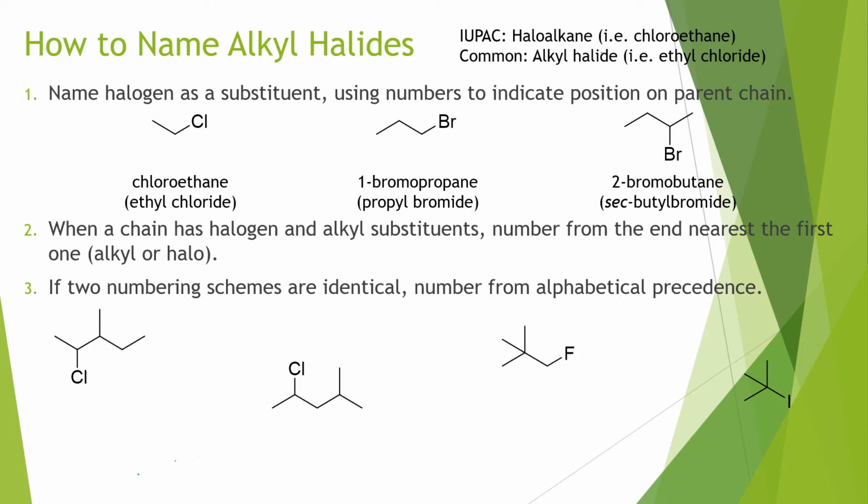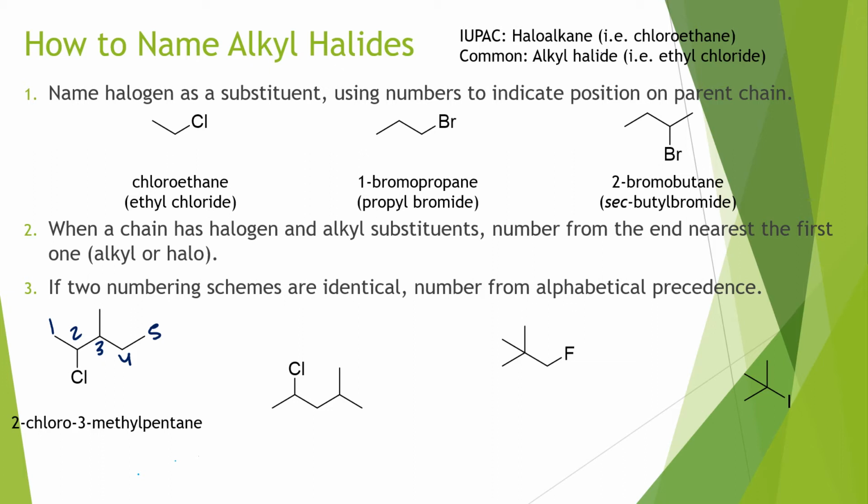Okay, let's look at the first one. Our longest carbon chain is going to be 5 carbons, and we should number from left to right because the substituent will come up sooner that way. So 1, 2, 3, 4, 5. The correct name for this would be 2-chloro-3-methylpentane.